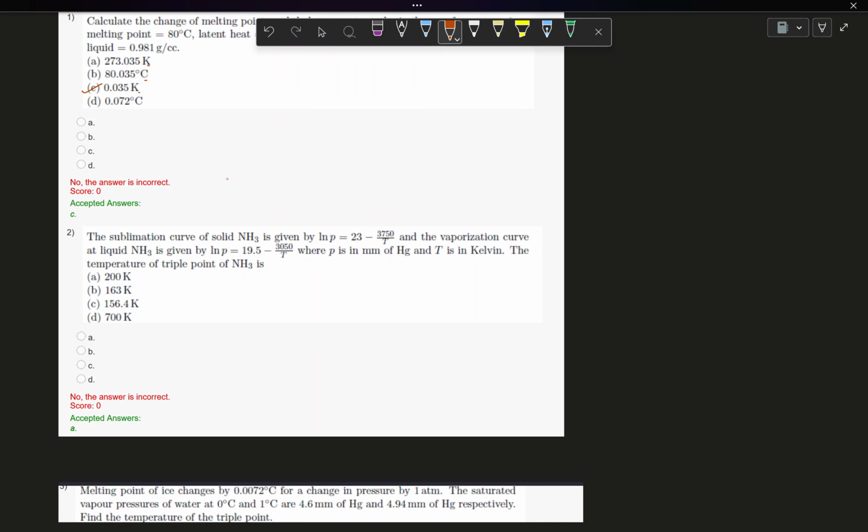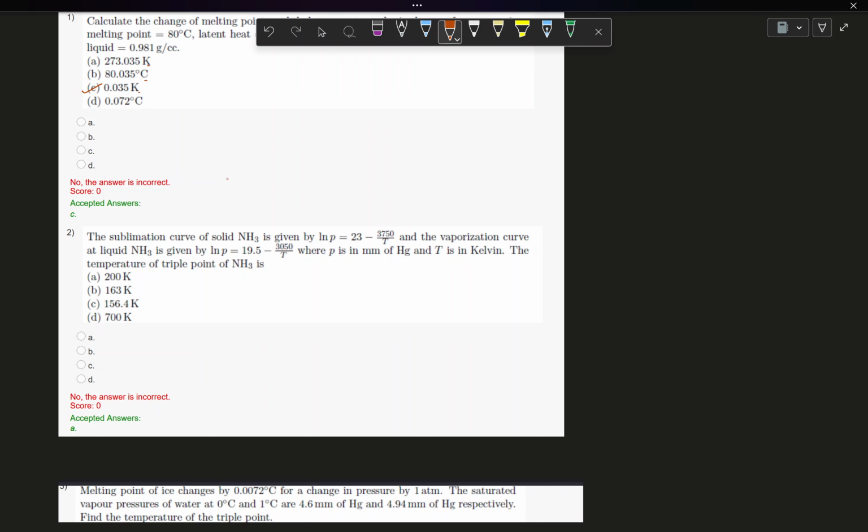Okay, NH3 is given, and for the sublimation curve, you know that sublimation is the phase change directly from solid to vapor. The vaporization curve means the phase change occurs from liquid to vapor. In both cases the equation for the curve is given. The sublimation curve is the curve along which the solid and vapor phases coexist in equilibrium, and the vaporization curve is the curve along which the liquid and vapor phases coexist in equilibrium, right?